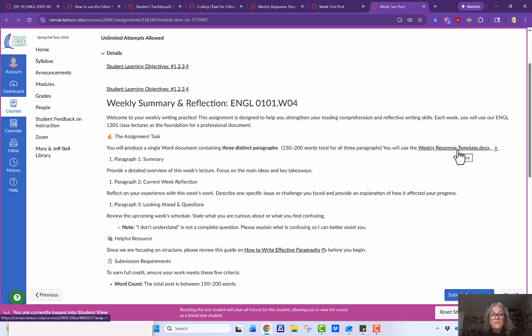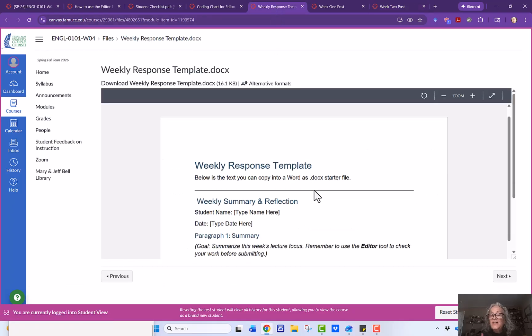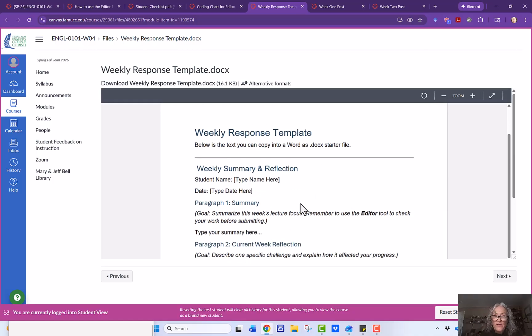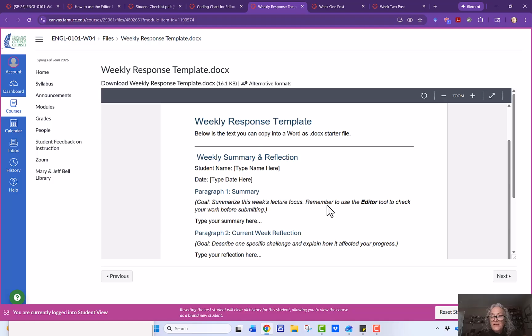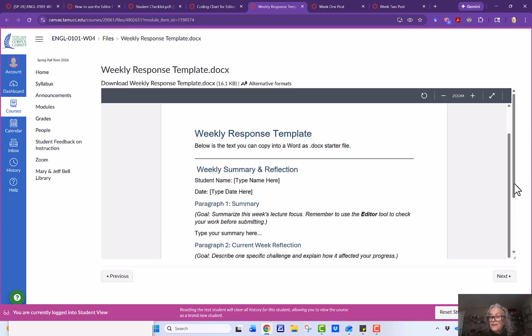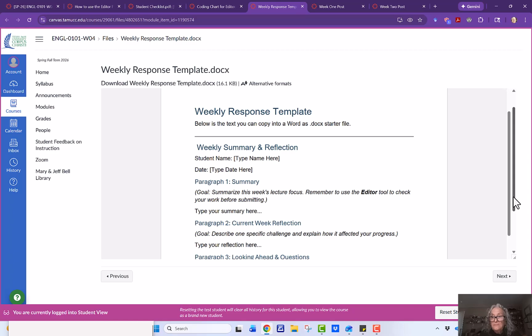Okay, I have a template for you I provided. Actually, I didn't do this. Joe and I did this. Here's how you head it. Paragraph 1. Summarize this week's lecture, okay? This week's lecture means the week that you're in. So for week 2, it will be week 2's lecture.